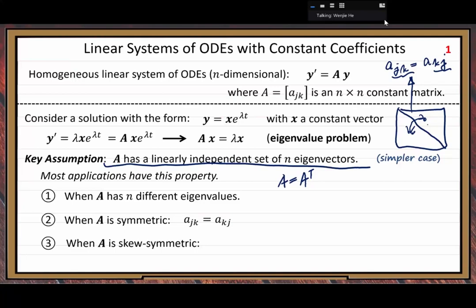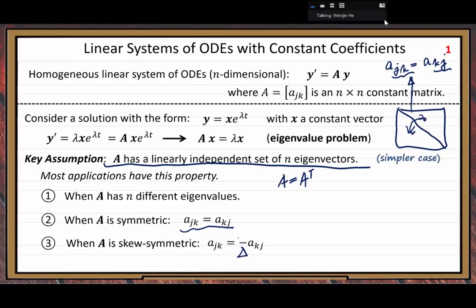So that's symmetric. And there is also skew symmetric, so it's not symmetric, but skew. What's the skew? Negative. You put a negative sign. So if you switch row and column indexes, you need to put that negative sign. For these two types of matrices, we have this property. What property? A has a linearly independent set of n eigenvectors.